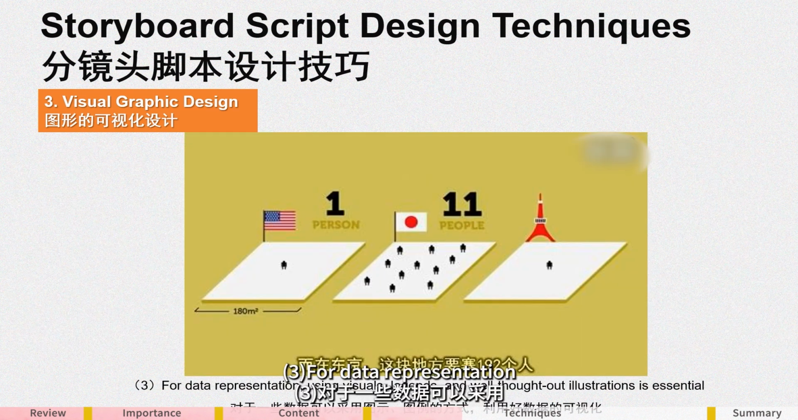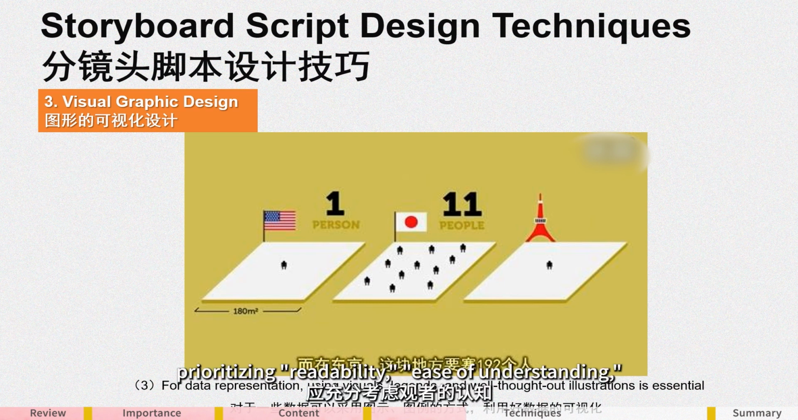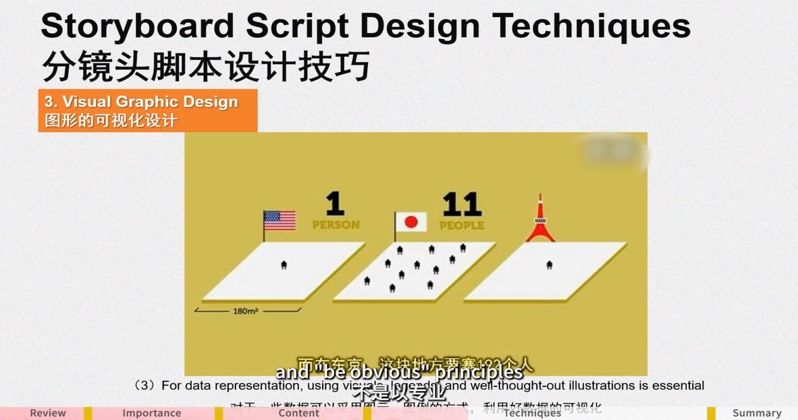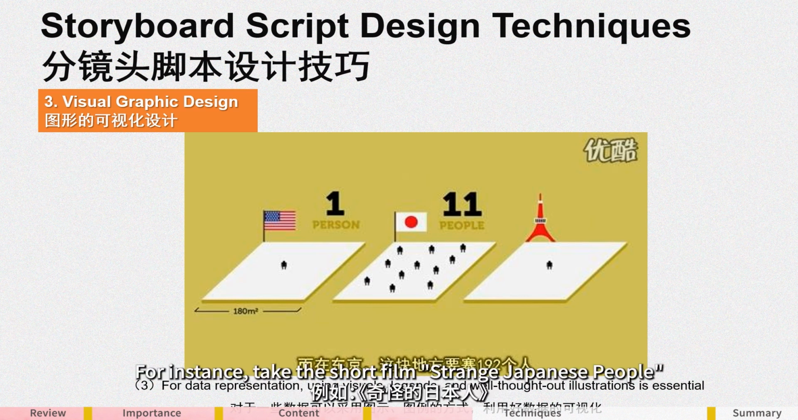Third, for data representation, using visuals, legends, and well-thought-out illustrations is essential. The emphasis should be on viewer-friendly data visualization, prioritizing readability, ease of understanding, and the obvious principles, steering clear of overly complex charts and legends in favor of clear information communication. For instance, take the short film Strange Japanese People.